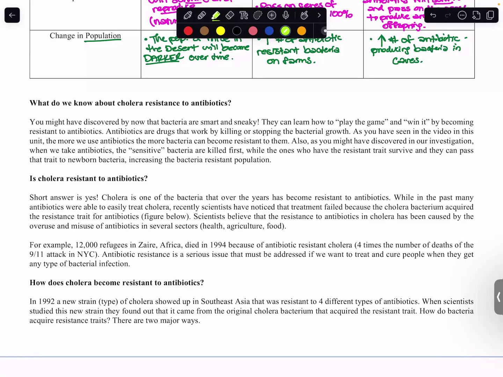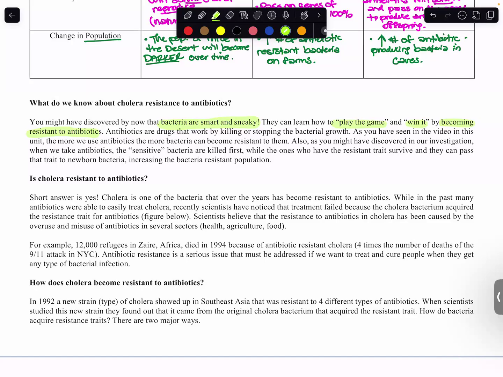You might have discovered by now that bacteria are smart and sneaky. I've been repeating this forever. They can learn how to play the game and win it by becoming resistant to antibiotics, right? So the game is to kill these bacteria, but it's almost like they know what card we're going to play before we even play it. Oh, they're going to create another antibiotic. We're going to resist it. Yeah, we'll sacrifice some of us and some of us will die, but the majority of us will live. And let's see them try to defeat us, right?